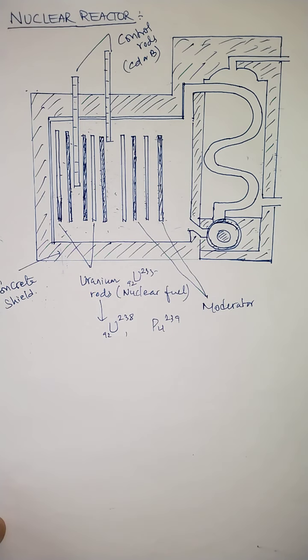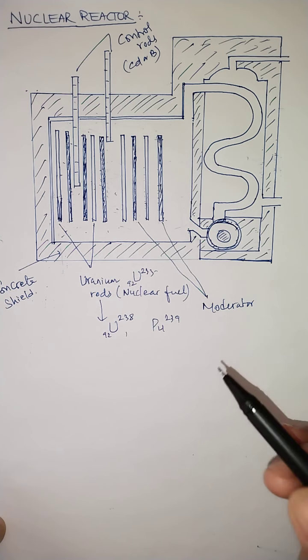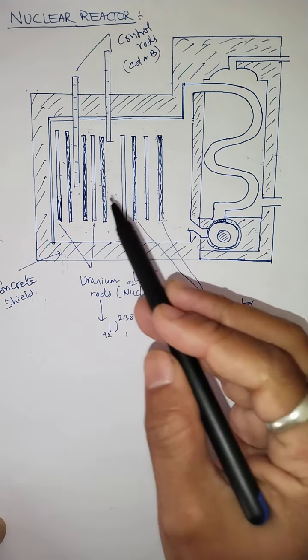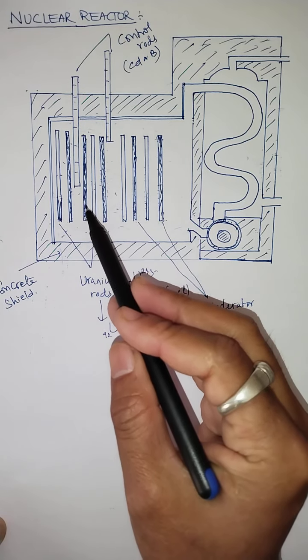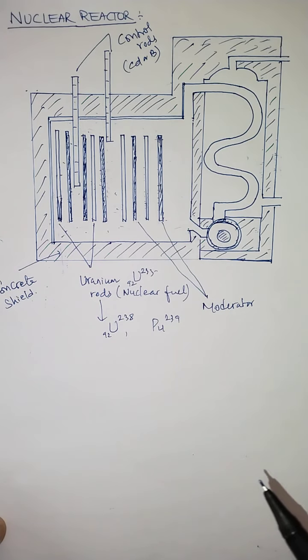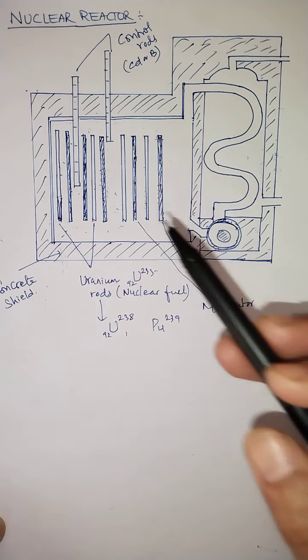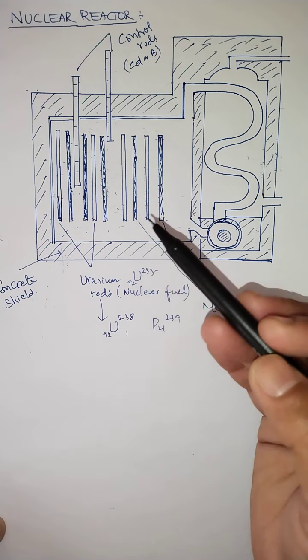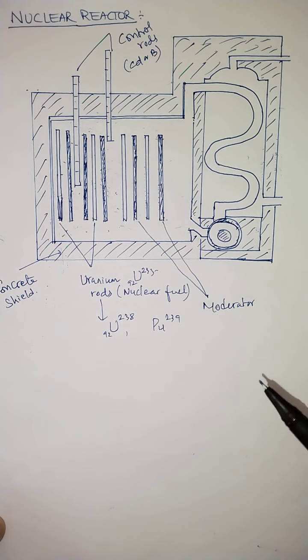That's why, as I said last time in the last YouTube video also, what is the main function of the moderator block? The moderator slows down the neutrons to certain energies, and this slowdown always happens by these fast neutrons colliding repeatedly with the moderator block. Due to the repeated collisions, these fast neutrons are slowed down by the moderator block.